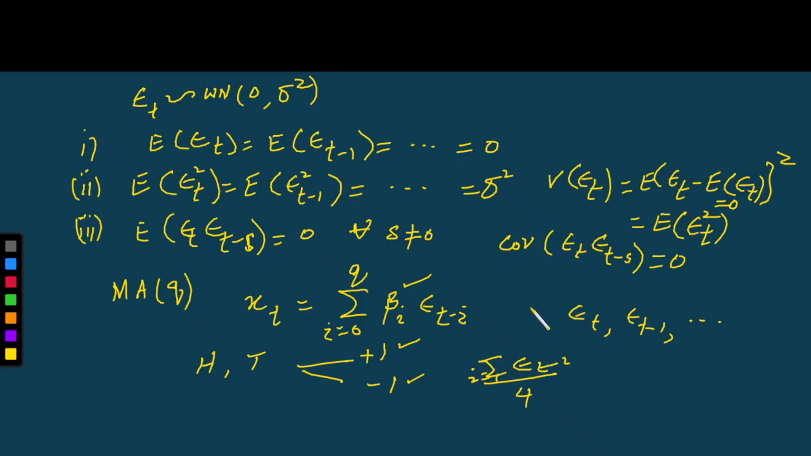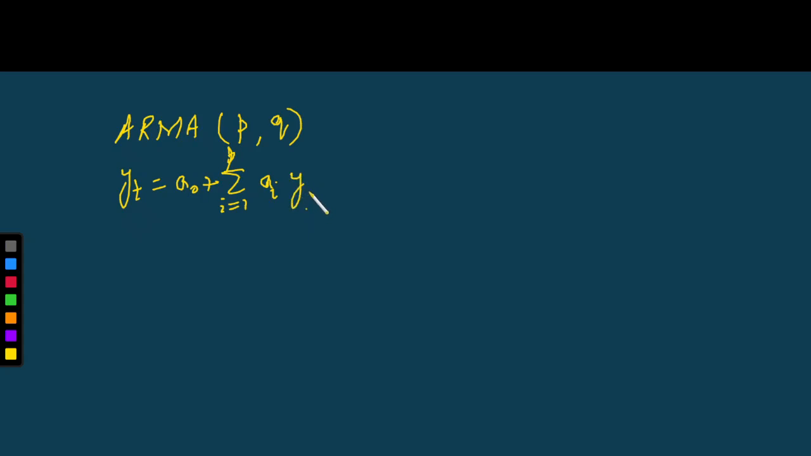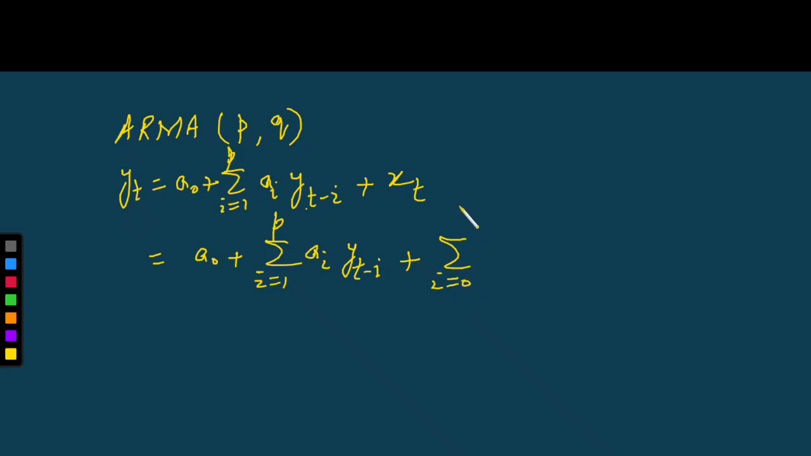Now we define ARMA models. The ARMA model, the autoregressive moving average model, is usually denoted by ARMA(p, q), where p is the order for AR and q is the order for MA. y t equals a naught plus the sum from i equals 1 to p of a i y t minus i, plus x t. We know x t in the previous slide was equal to the moving average. So if you plug in those values of x t, this will be the sum from i equals 1 to p of a i y t minus i, plus the sum from i equals 0 to q of beta i epsilon t minus i.